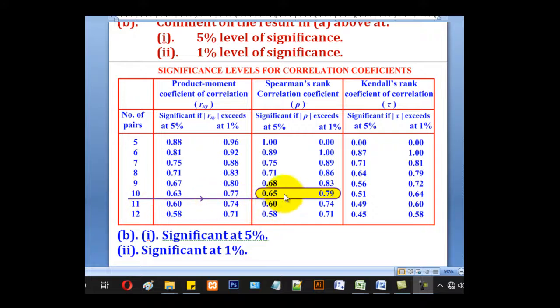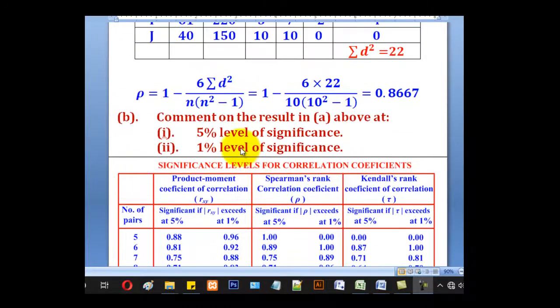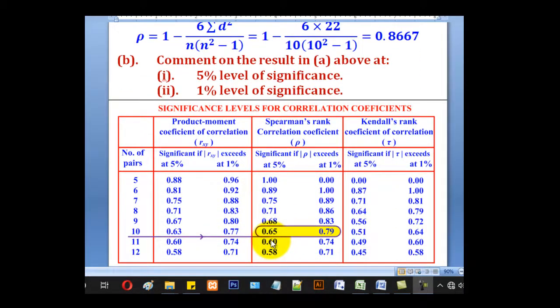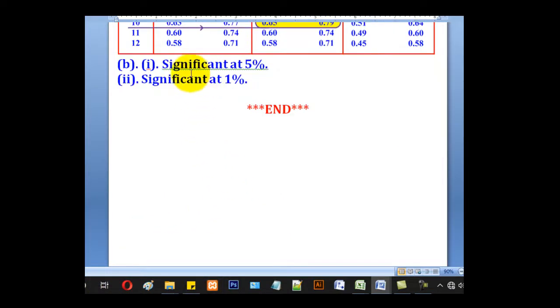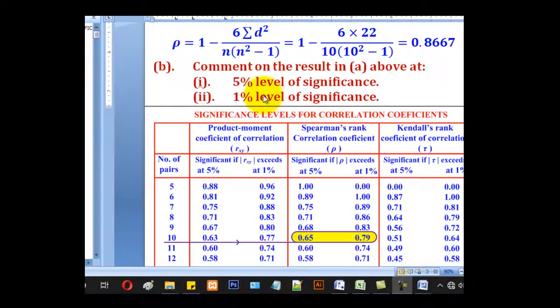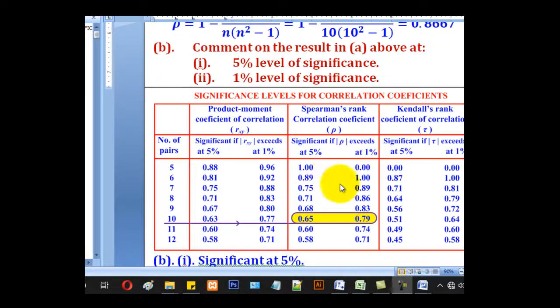Get the corresponding value at 5% significance, which is 0.65. Now, when you compare this standard value of 0.65 and the calculated value, our calculated value is greater than the standard value. When the calculated value is greater than the standard value in the table, then the comment will be significant at 5%.